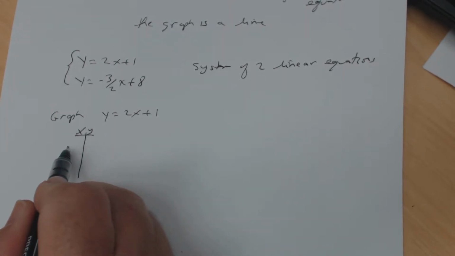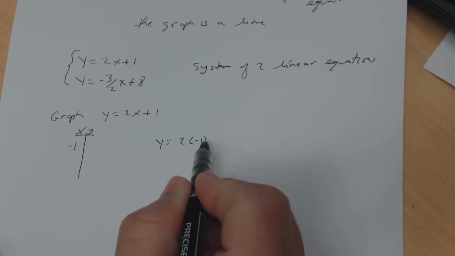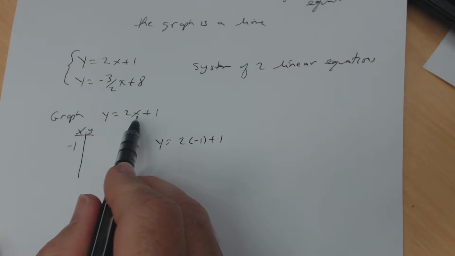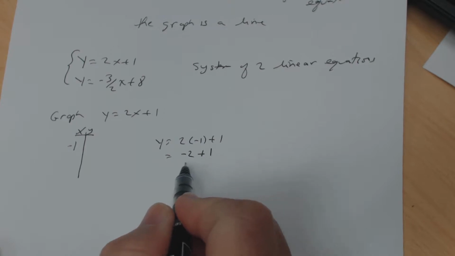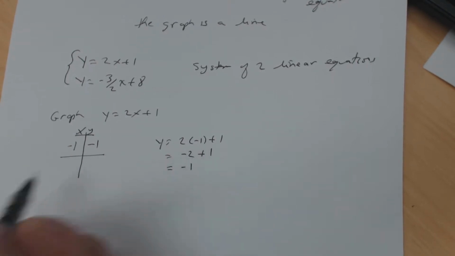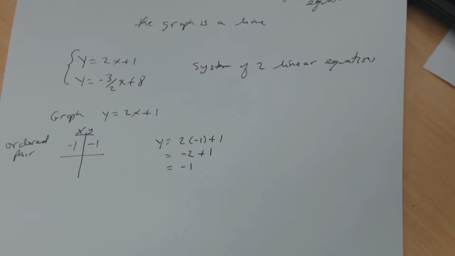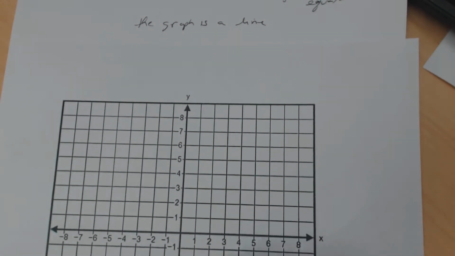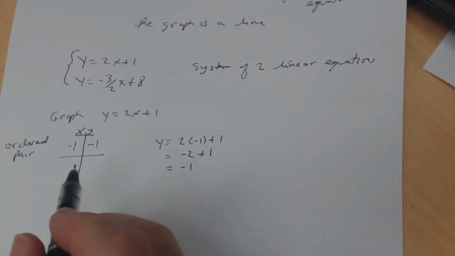So for example, if x is negative 1, I would get y equals 2 times negative 1 plus 1. 2 times negative 1 is negative 2, and negative 2 plus 1 is negative 1. So I get the ordered pair negative 1, negative 1. Remember, I'm using the word ordered pair. And then you would plot that point, so negative 1 here. That's right here. Then I'd do another pair.